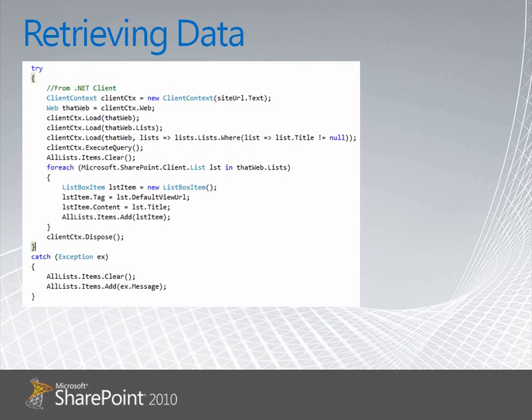We then make a call to execute query, which takes these previous commands and batches them and sends them to the server where they will be executed. And what that really means for us is that we have access to the lists and web objects that we have been instantiating and calling load methods for. In our application, we have the list box called all lists, so we will clear its items with alllists.items.clear. And then we will iterate through the lists collection of the web object and populate the list box with the default URL and title of the lists.